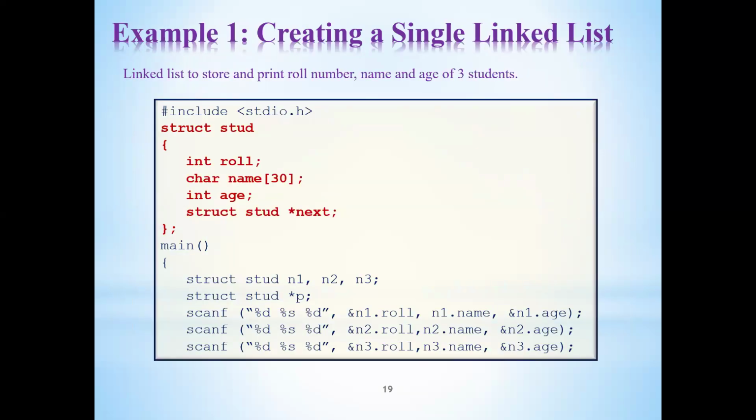In this example, we are going to create a simple singly linked list. Instead of a single int data, here we are going to have three data fields: roll number, name, and age. So the data field is split into three fields. We have defined three nodes, n1, n2, n3, all of the data type struct STUD. From the user we get roll number, name, and age with the help of the scanf function for all three nodes, using &n1.roll, &n2.roll, &n3.roll, etc.